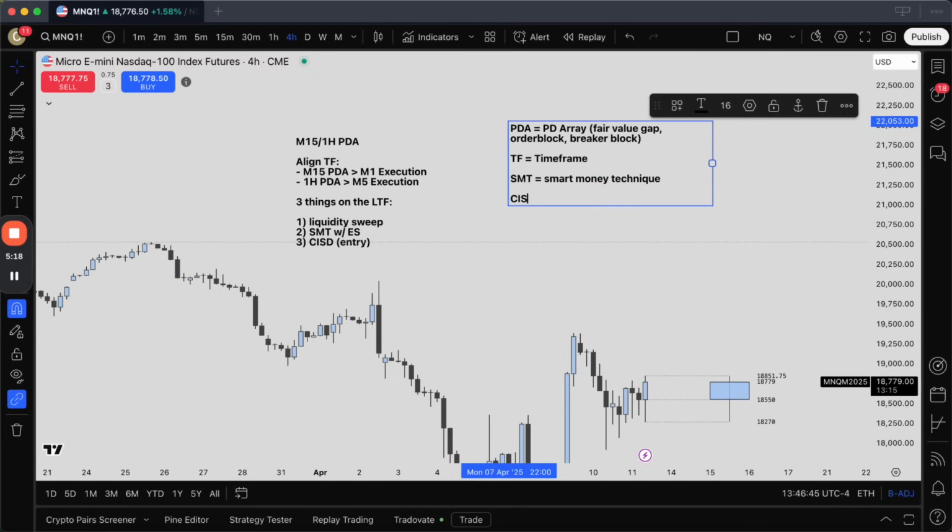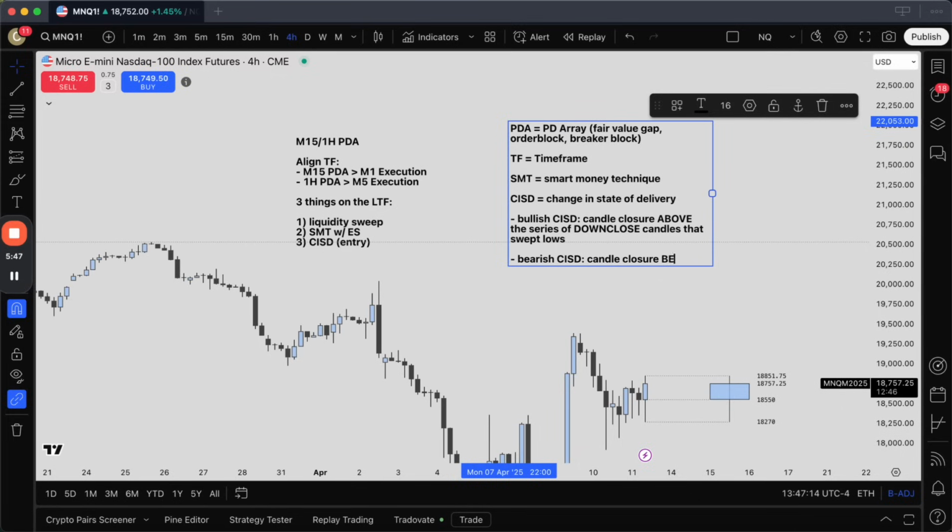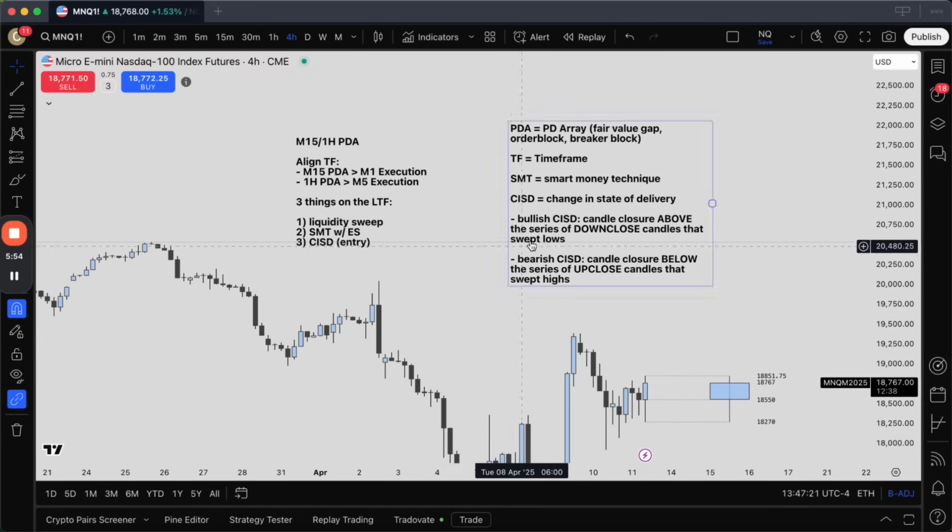And then CISD is change in state of delivery. Now a bullish change in state of delivery is a candle closure. The candle has to close. Candle closure above the series of down close candles that swept lows. And then a bearish change in state of delivery is a candle closure below the series of up close candles that swept highs. Okay, so these are all the terms.